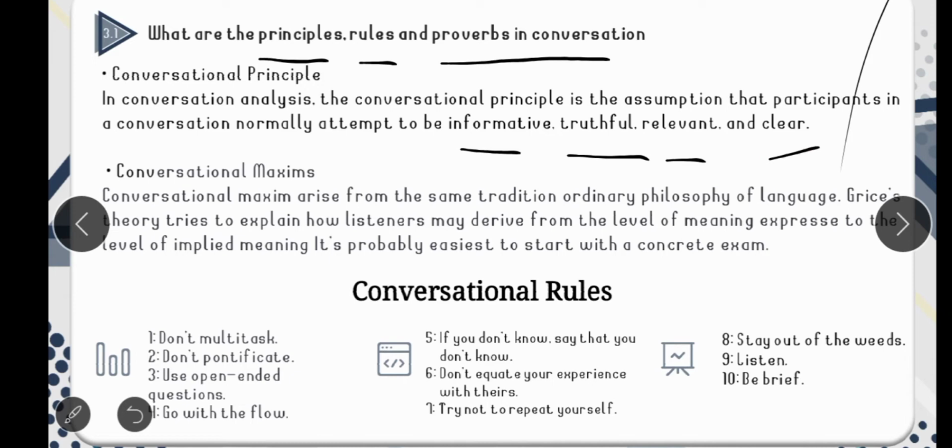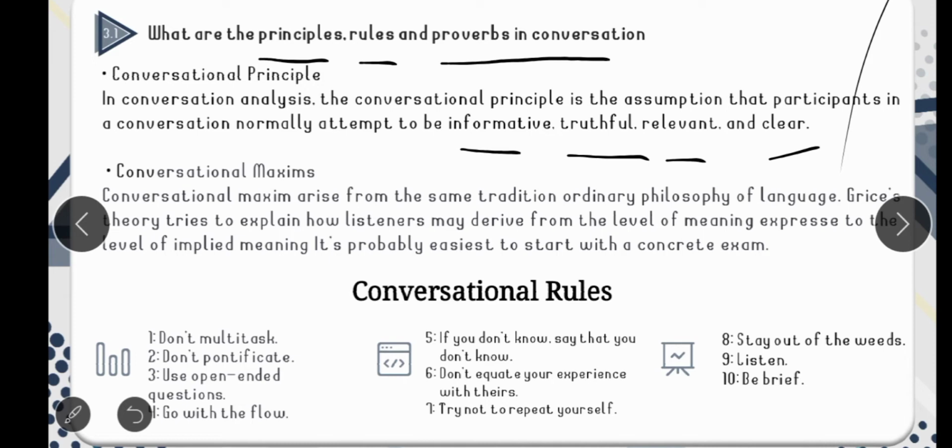Conversational maxims. Conversational maxims arise from the same tradition, ordinary philosophy of language. Grice's theory tries to explain how listeners might derive from the level of meaning expressed to the level of implied meaning.